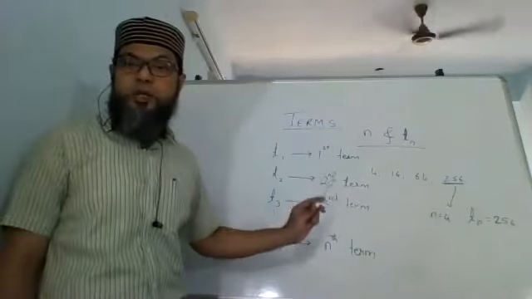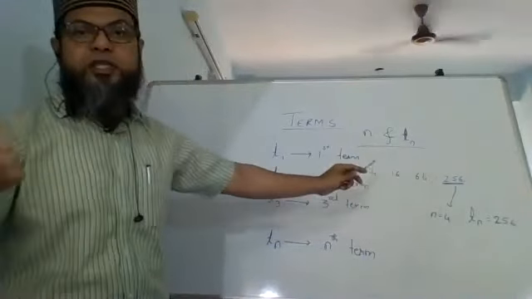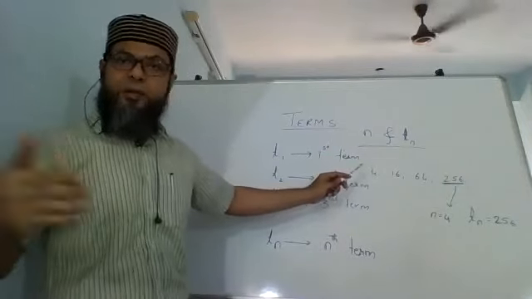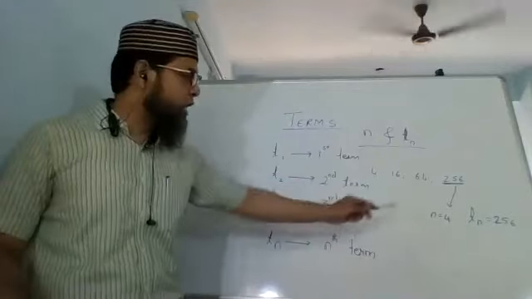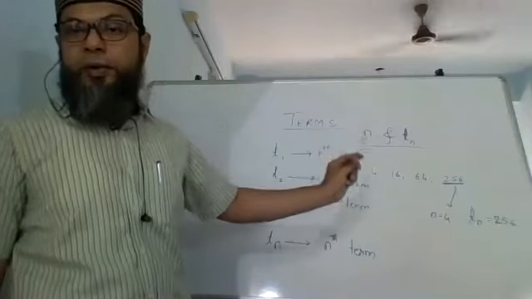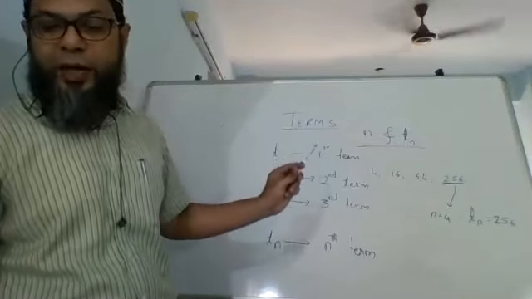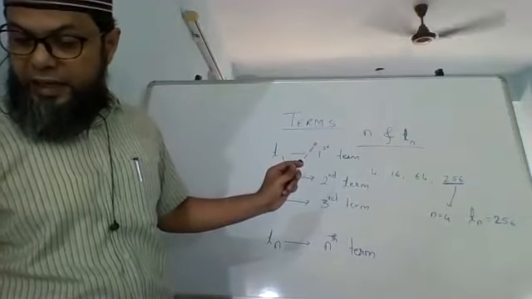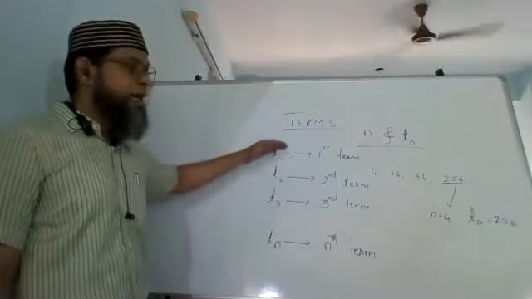If you can distinguish between the two, n and Tn, 25% of your problem is solved. The other 75% we will do as we go along. Don't worry, we are going to solve that 75% also. But first, understand there is a distinct difference between n and Tn. You should know what is n and what is Tn, as long as you can identify this.